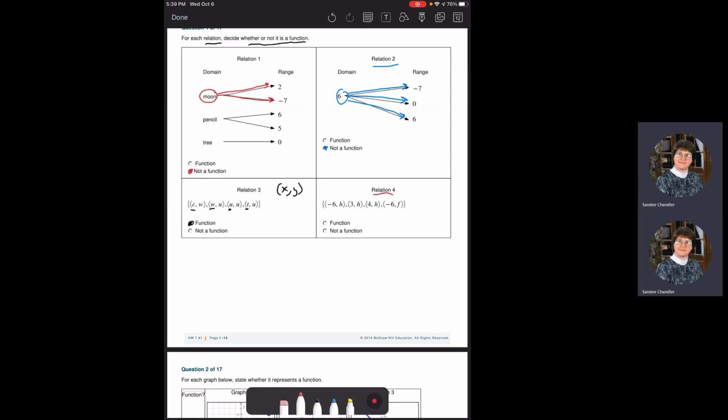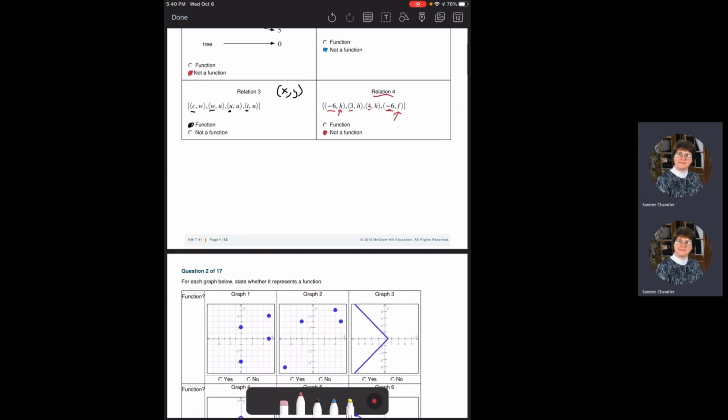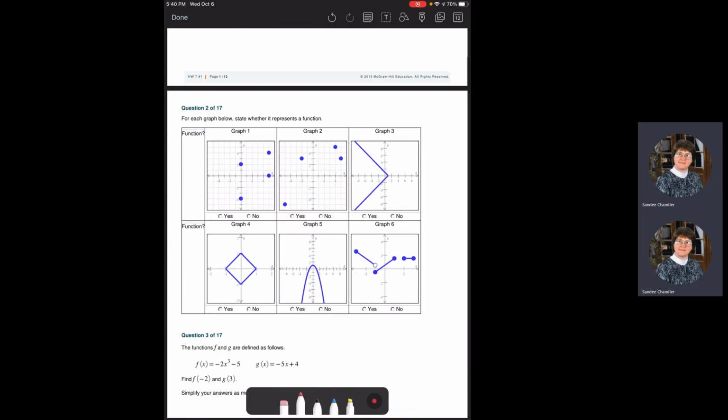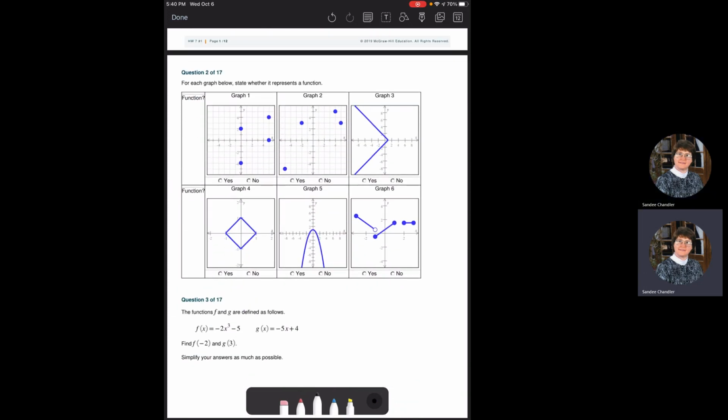Looking at relation 4, we have -6 for an x, 3, 4, and again -6. This one says -6 is going to be h. This one says -6 is also f. Can't be both of them. That's not a function. Remember, you can pause these videos if I get to going too fast.